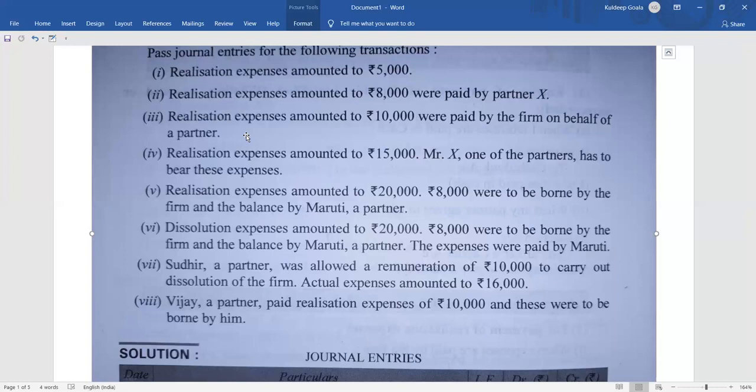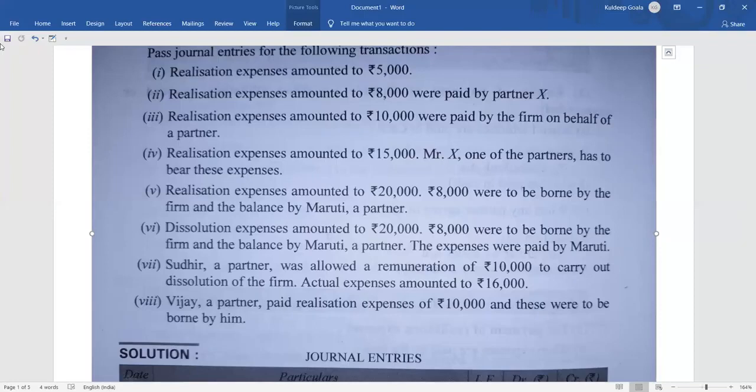Partner's capital account debit, and since the firm is paying, money is going out, so to cash account or bank account. This time realization expenses will not be the loss for the firm, it is the loss of the partner. So that is why we will deduct from the partner, because the partner did not pay, the firm is paying on behalf of the partner. पार्टनर को देना था, पार्टनर ने दिया नहीं, फर्म को देना पड़ा, तो पार्टनर का अकाउंट से काट लेंगे हम लोग. कैसे काटेंगे?